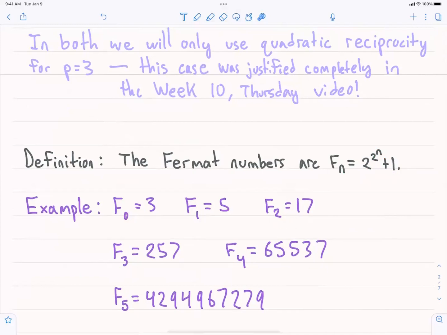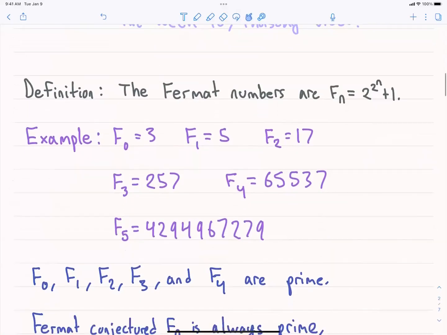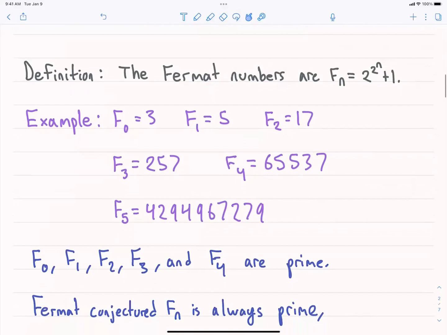And you keep on going. Well, these get pretty big pretty quickly. But Pierre de Fermat investigated these numbers. And what he noticed is that F0, F1, F2, F3, and F4 are all prime. And those aren't so bad to check just by hand. Of course, F5 gets quite a bit bigger, so you might not want to check that. So he basically stopped there and conjectured that these Fermat numbers are always prime.